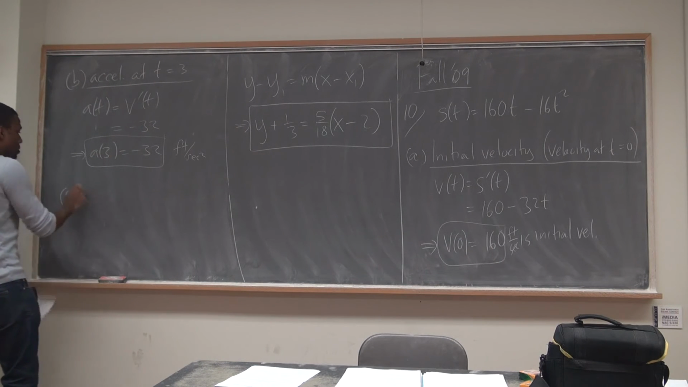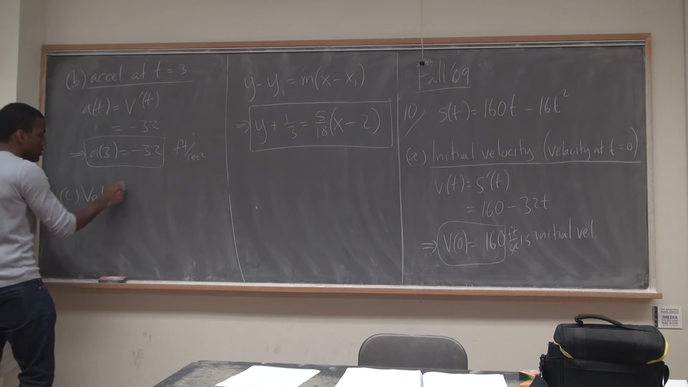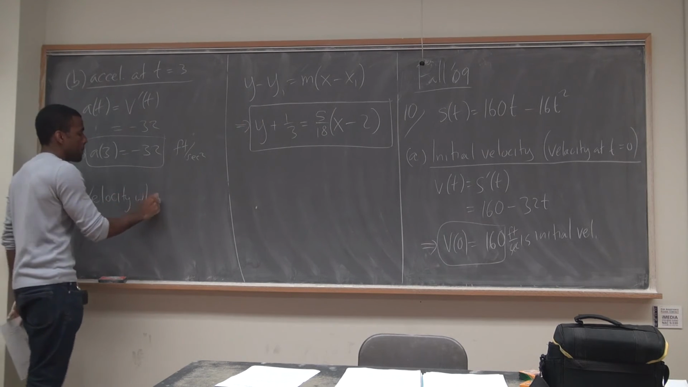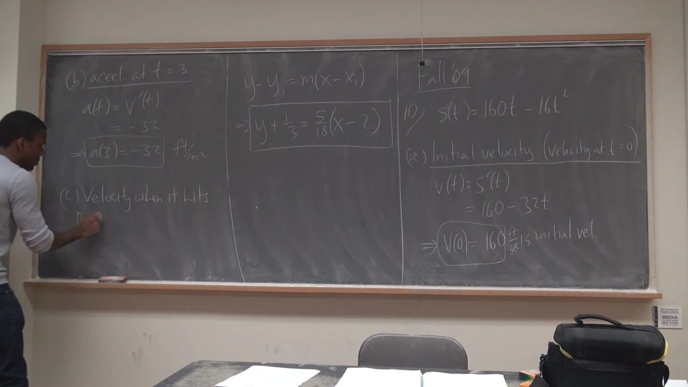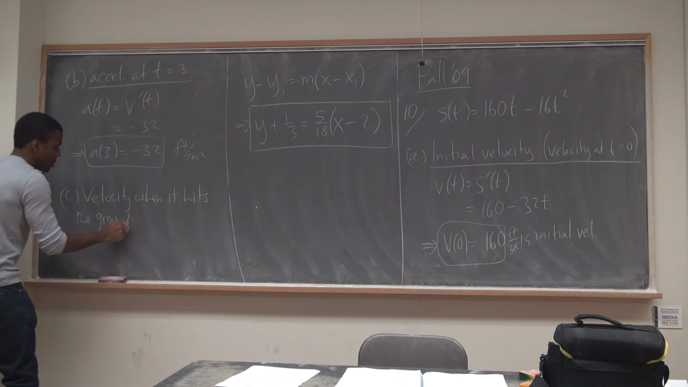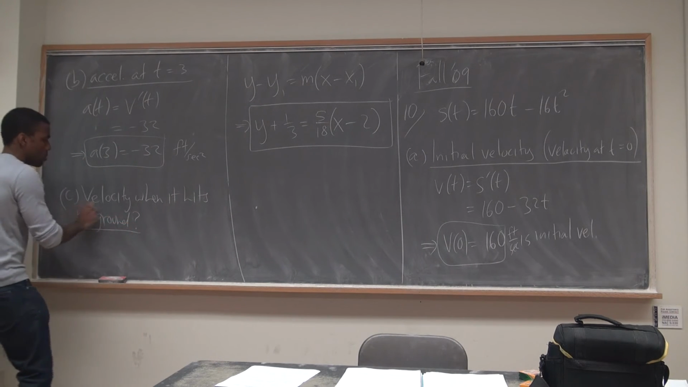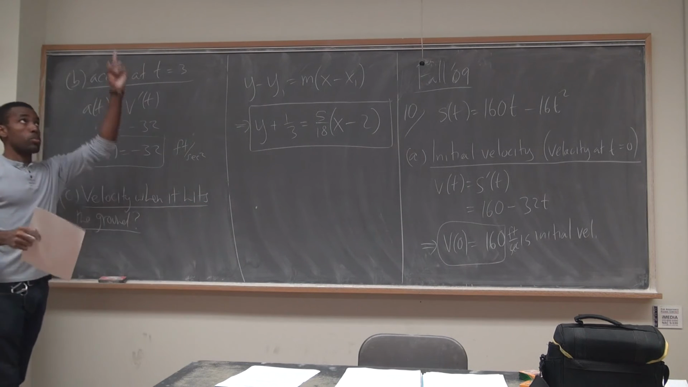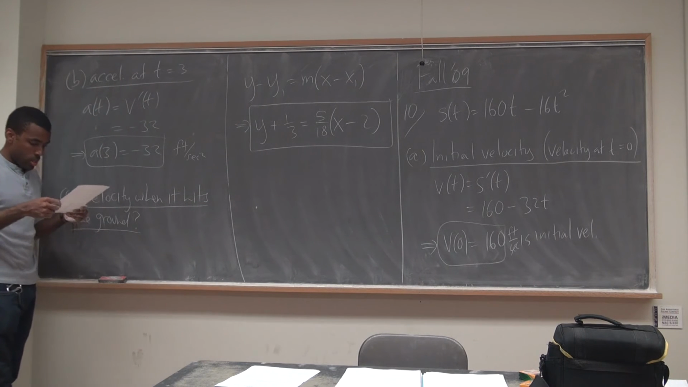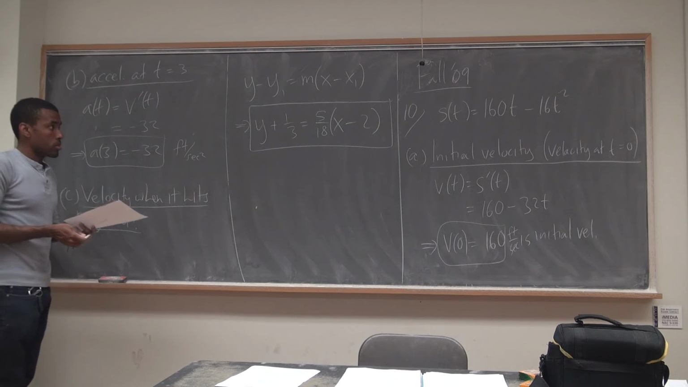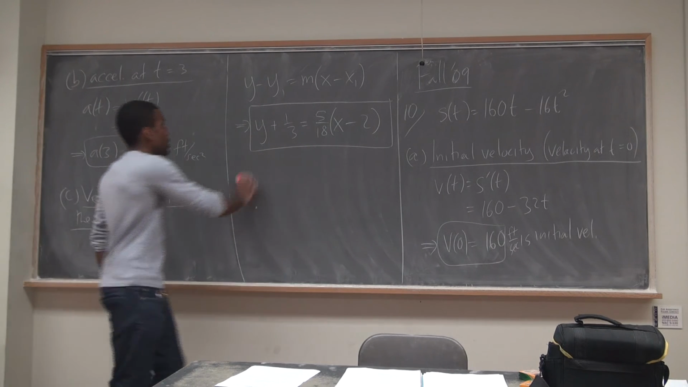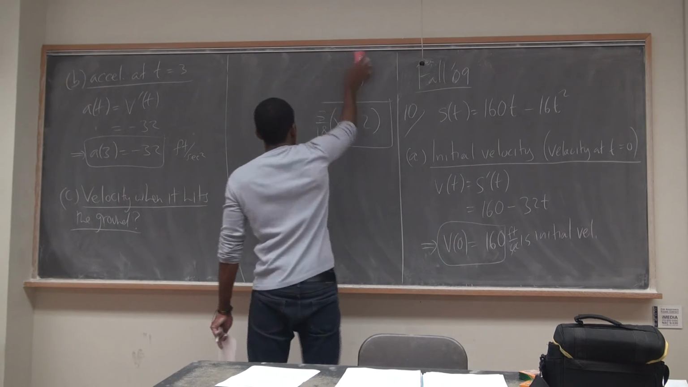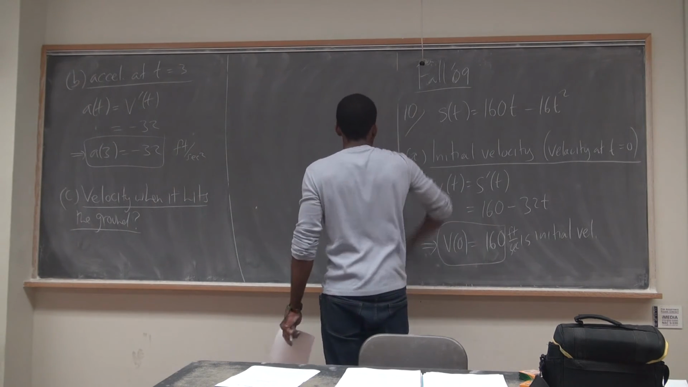Now, the velocity when it hits the ground. Wouldn't that be the same as the first one, 0? No, it fires upwards, so it doesn't hit the ground at the start. After it hits the ground, it's 0. That means when it comes back down. Yeah, so how fast does it hit the ground?